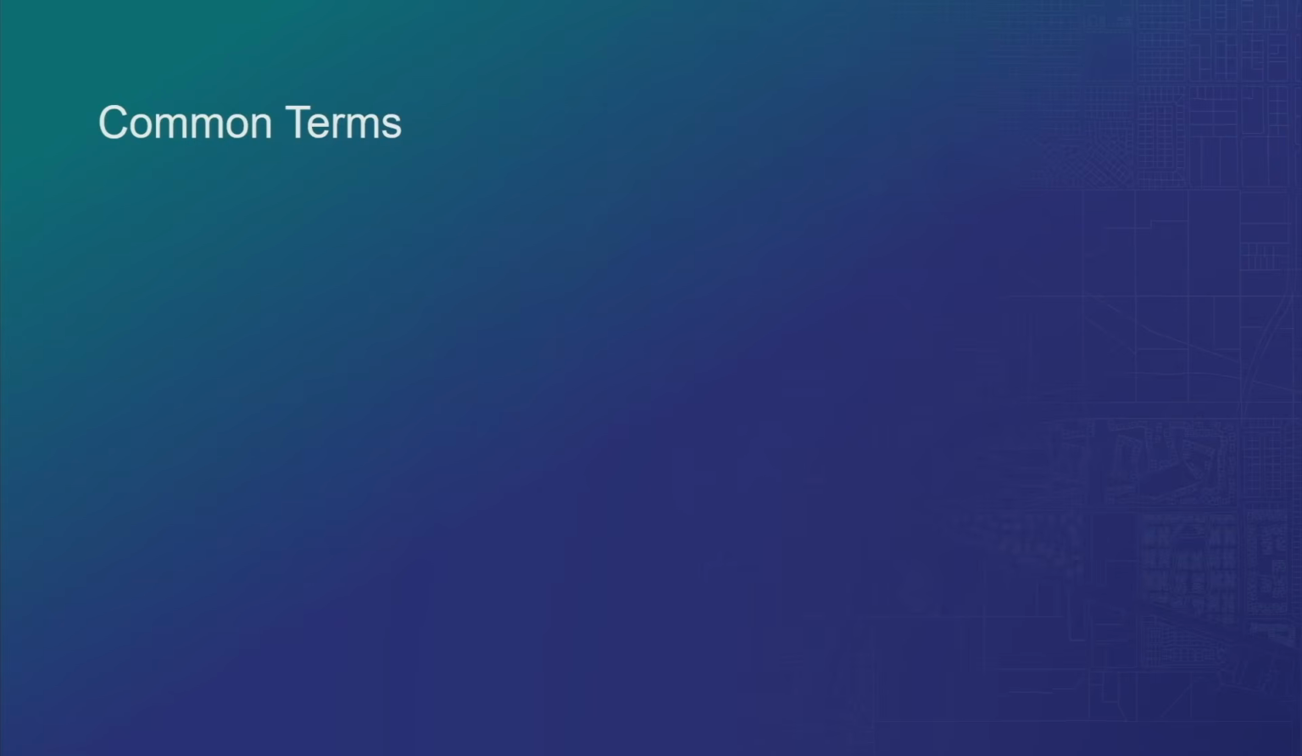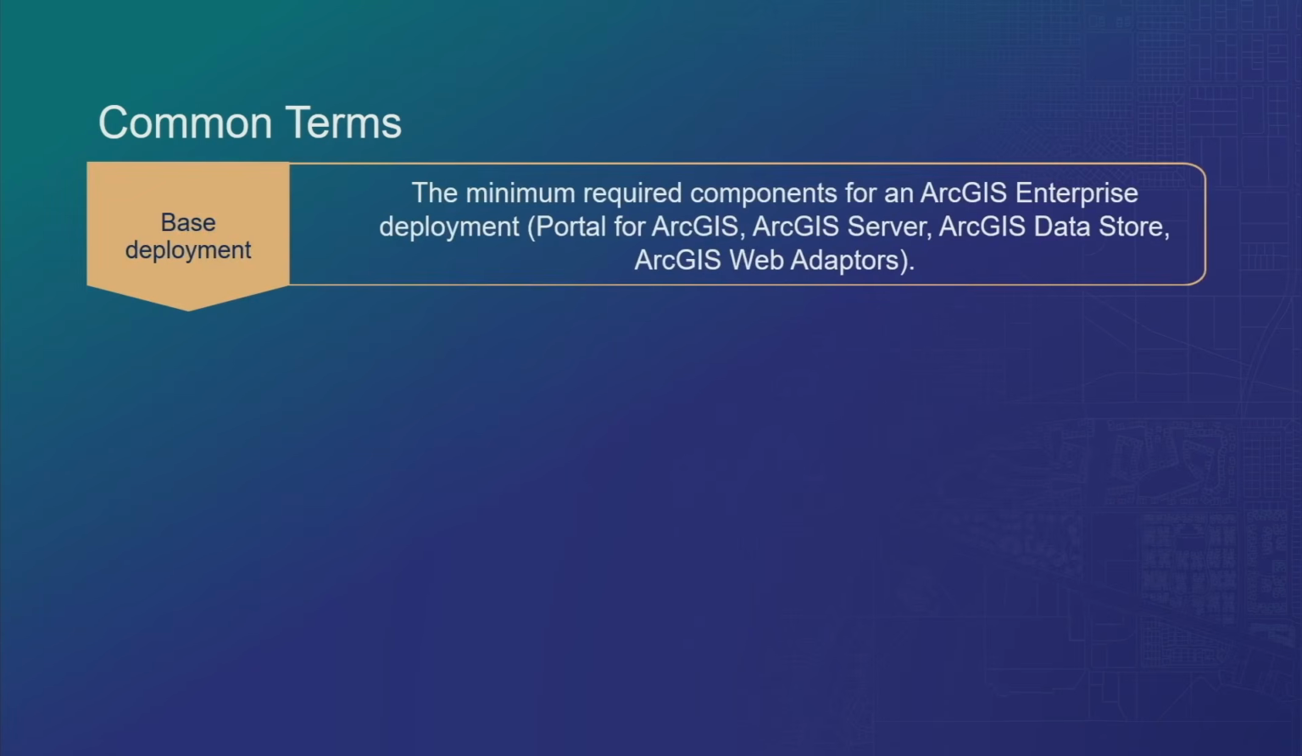So to get started, we'll walk through some common terms associated with ArcGIS Enterprise and upgrading. So first is the ArcGIS Enterprise base deployment. Enterprise on Windows and Linux will be made of software components like we discussed. And to have a working foundation of ArcGIS Enterprise, you'll need 4 core components: Portal for ArcGIS, ArcGIS Server, ArcGIS Data Store, and the ArcGIS Web Adaptors.